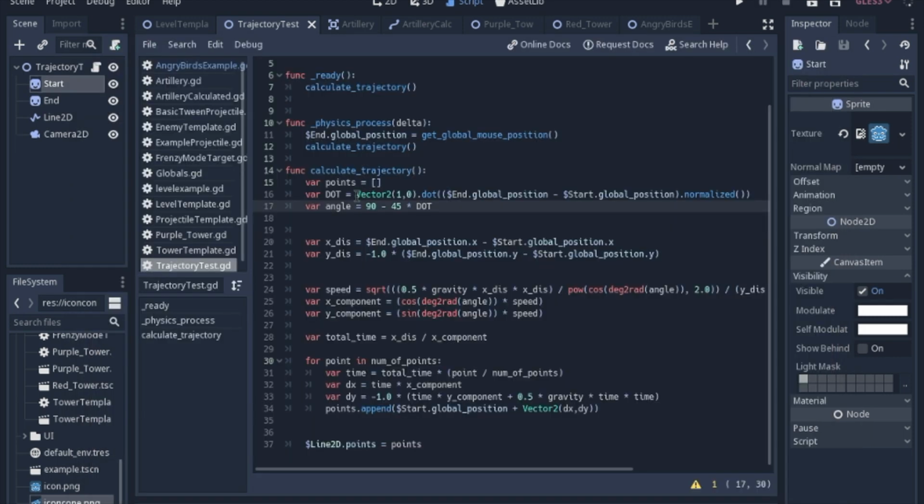So the first thing we're going to do is take a Vector2 (1, 0), so just a line to the right. We're going to get the dot product of end position minus the start position, and we're going to normalize that. So what this line does is find out whether it should be positive to the right or if it should be negative to the left.